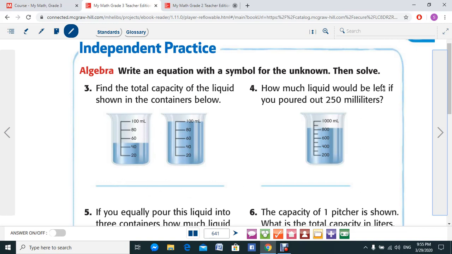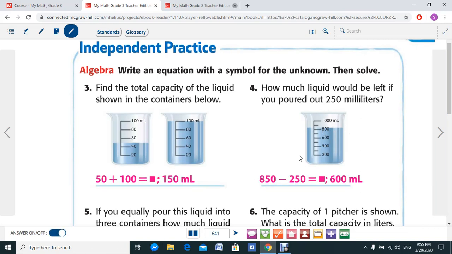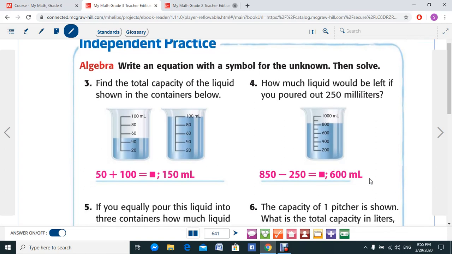Here, how much liquid would be left if you poured out 250 milliliters? So you have about 800 milliliters, okay? It's about 850. Look, it is a little higher than 800. So it is about 850. We want to remove or pour out 250. So we will subtract 250 and the answer is 600 milliliters.